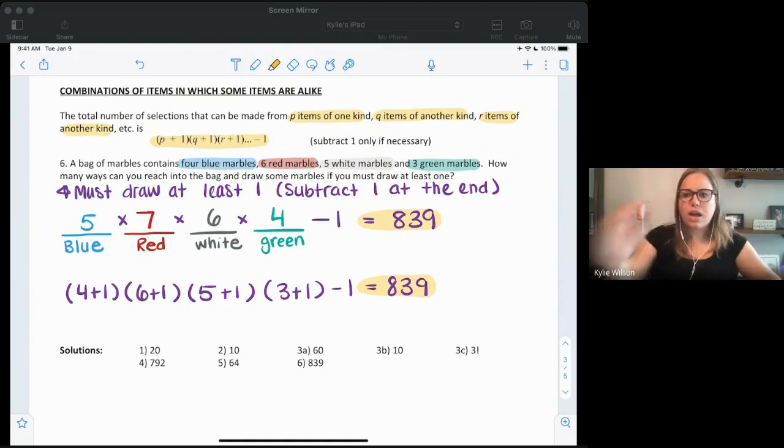Okay. Are there any questions about that at all? That was our last example.